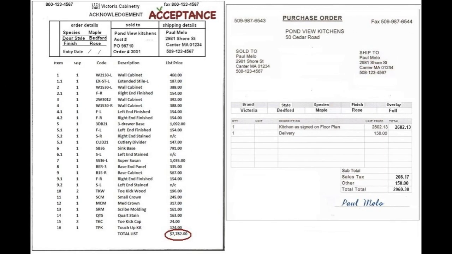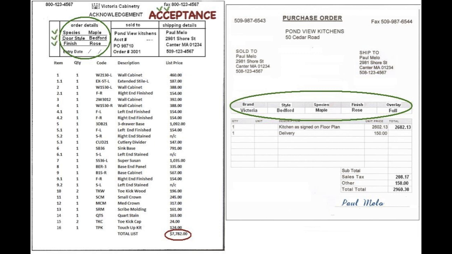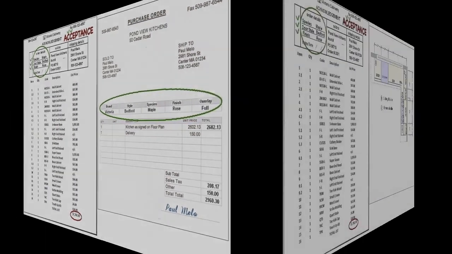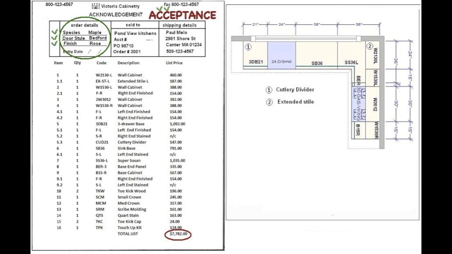Next, compare the characteristics on the signed purchase order to the acknowledgement. We check our door style, wood species, and finish. Our characteristics are correct. To affirm finished ends, highlight or check the finished sides on the floor plan.